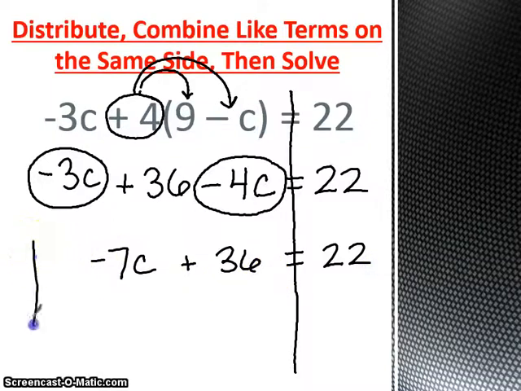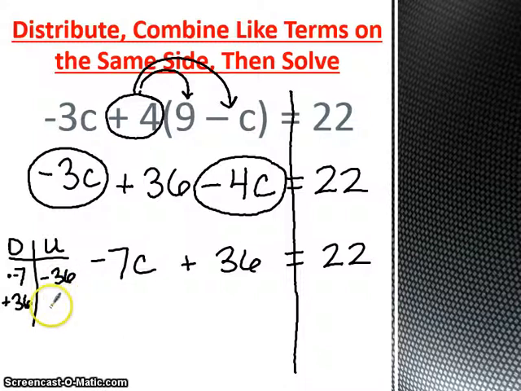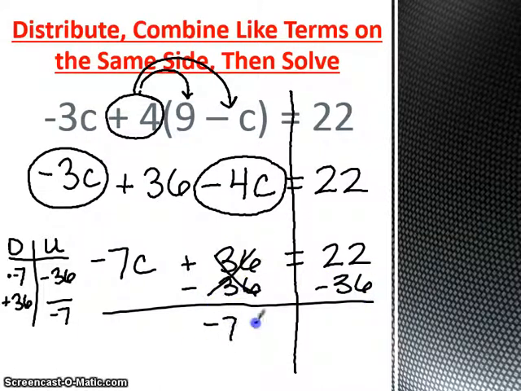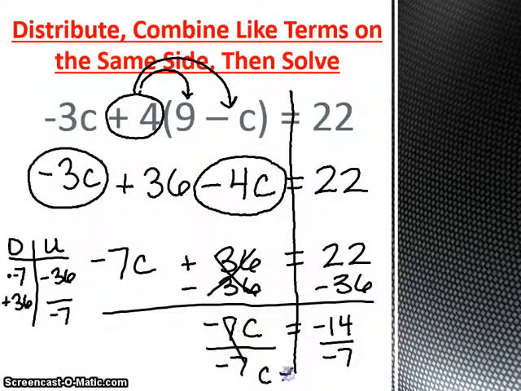Now we're to a two-step equation since we do not have any more like terms. To create our do and undo chart, we'll times by -7 and add 36. Subtract 36 to eliminate the constant, and divide by -7 to create a coefficient of 1. So subtract 36 from each side. We get -7c equals -14. Divide each side by -7, and we get c equals +2. 2 is the value of the variable that will make this equation true.